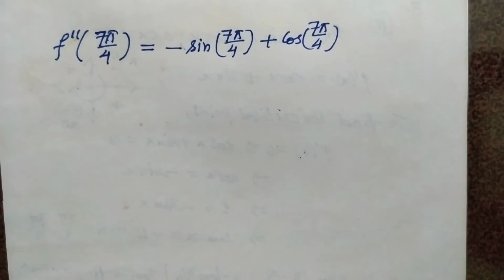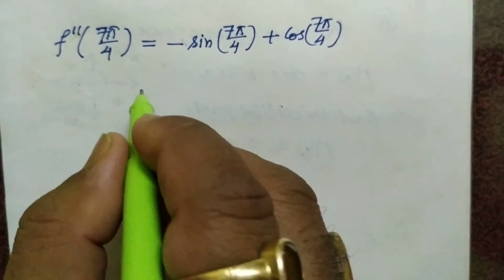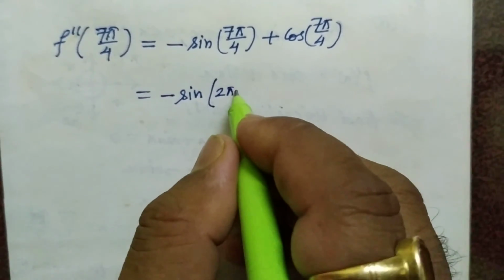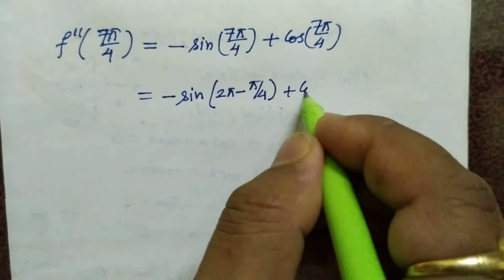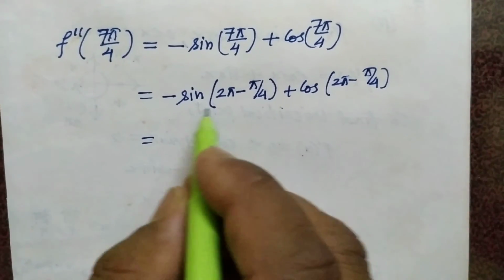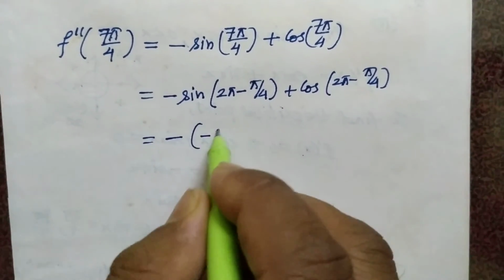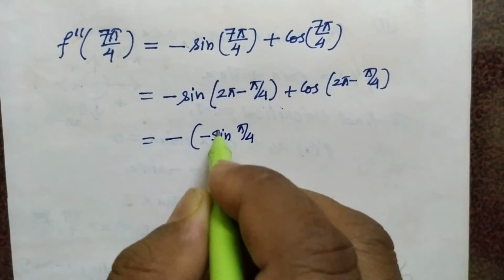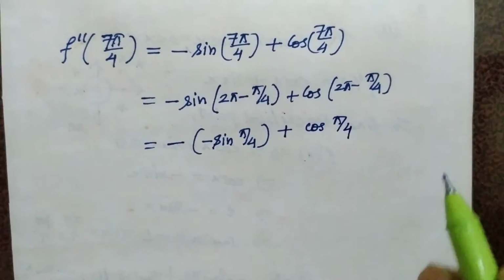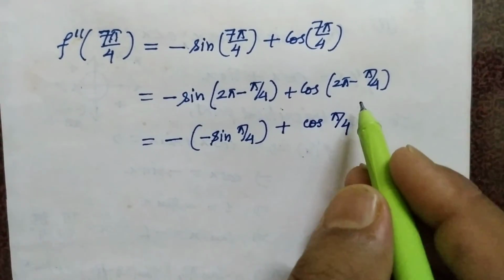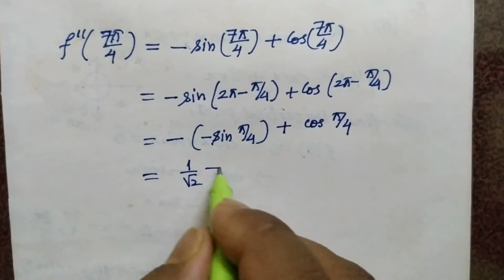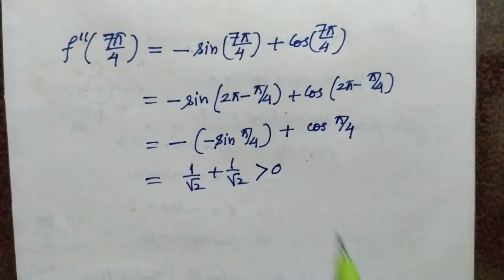Now we check the second order derivative at 7 pi by 4. Minus sin 7 pi by 4 means 2 pi minus pi by 4, plus cos of 2 pi minus pi by 4. So in the fourth quadrant sin is negative. So minus sin pi by 4 plus cos pi by 4, because in the fourth quadrant cos is positive but sin is negative. So minus minus it will be plus 1 by root 2.